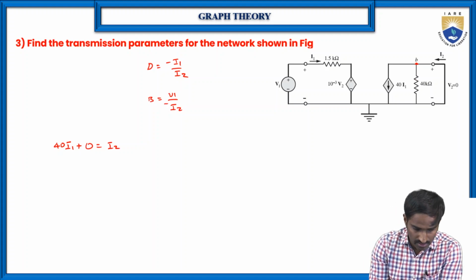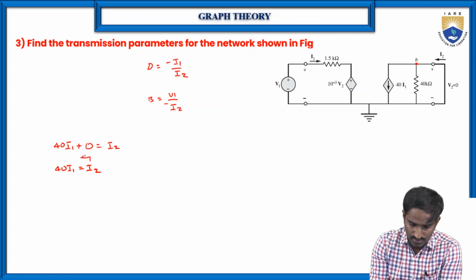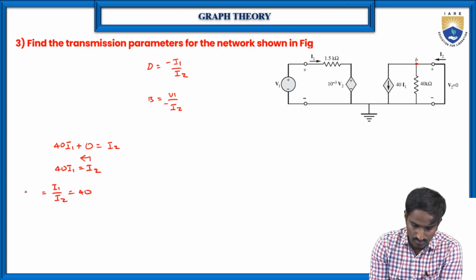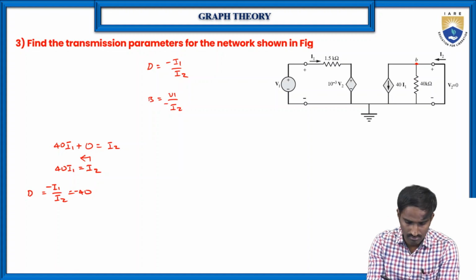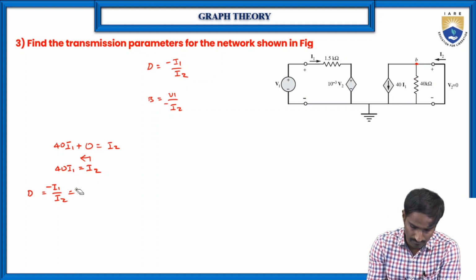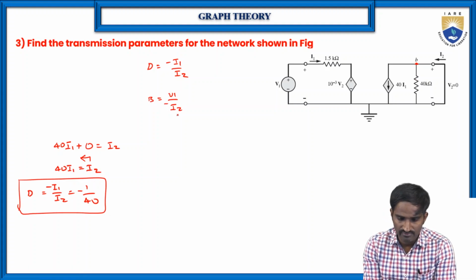Right? Then here D is equal to, or finally this will become 40. I1 is equal to I2, right? So what is I1 by I2? So you just send this one. So I1 by I2 is equal to 40, but as we know, D is nothing but minus 40. Okay, so I1 by I2 is equal to, oh no, not 40 here, it is 1 by 40. It is minus 1 by 40. So this is D.